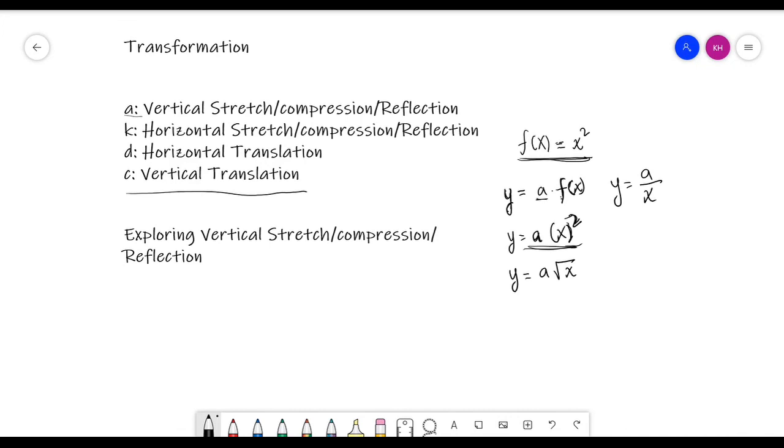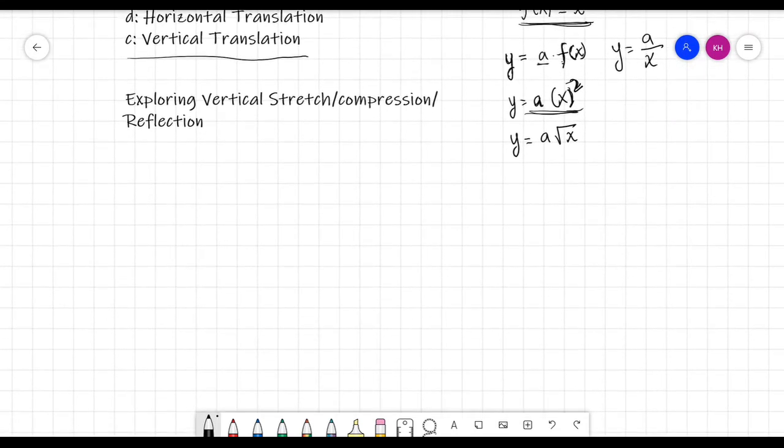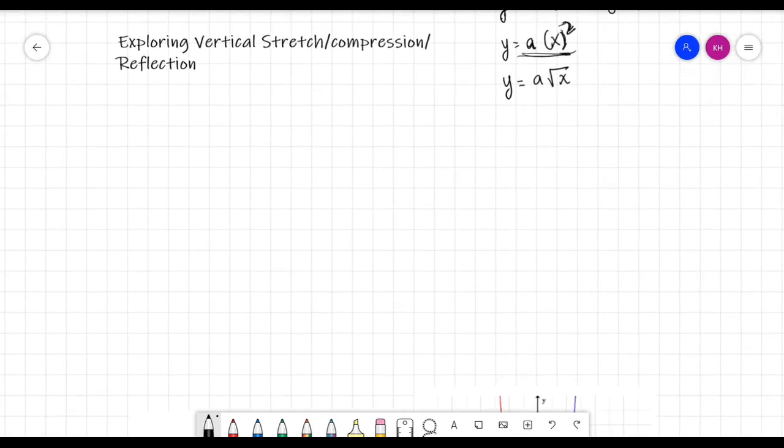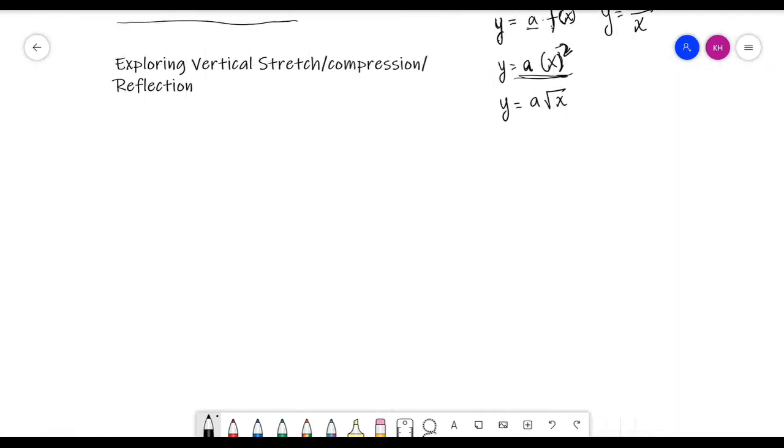So let's move on and explore the vertical stretch, compression, and reflection a little bit more. As I explained, we're going to use the function y equals x squared, and the value of A would be outside the function. So let's take the value of A to be 2, giving 2x squared.